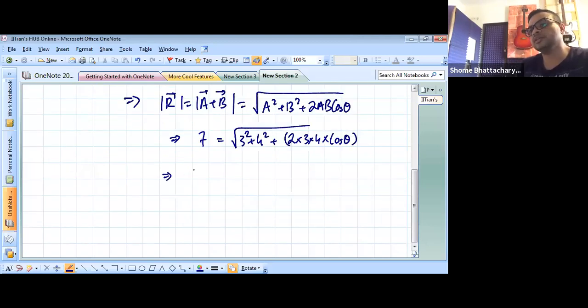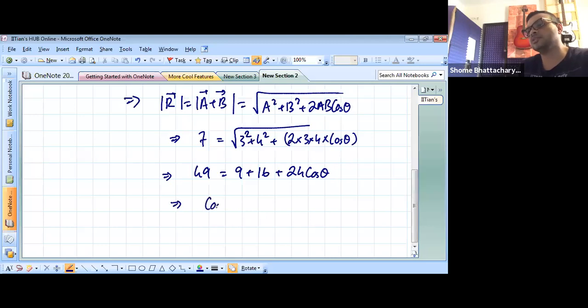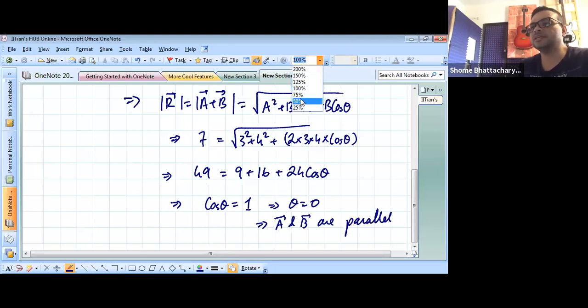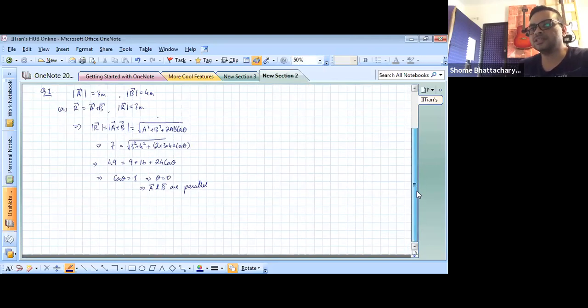So 49 is equal to 9 plus 16 plus 24 cos theta. That shows that cos theta is equal to unity, which means that theta is equal to 0, which means that vectors A and B are parallel. This is a very mathematical way of solving the question. If you just pay attention to the values, you'll also understand that directly.